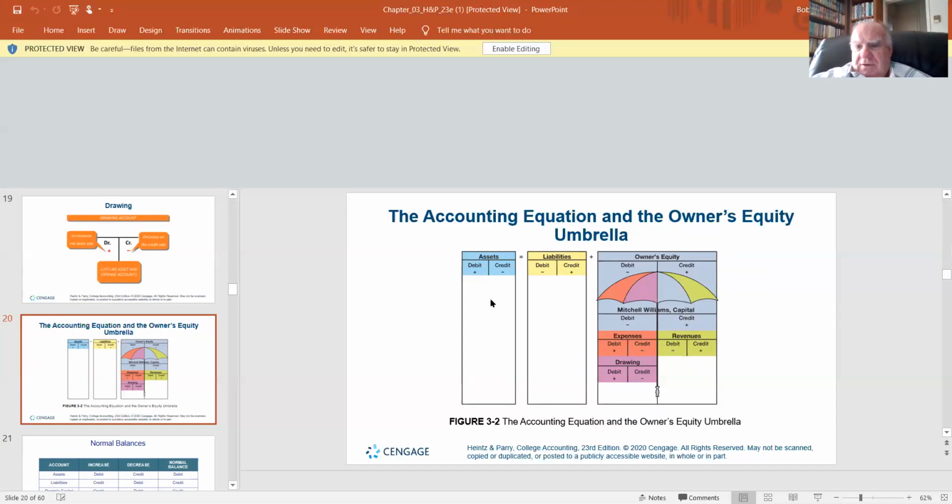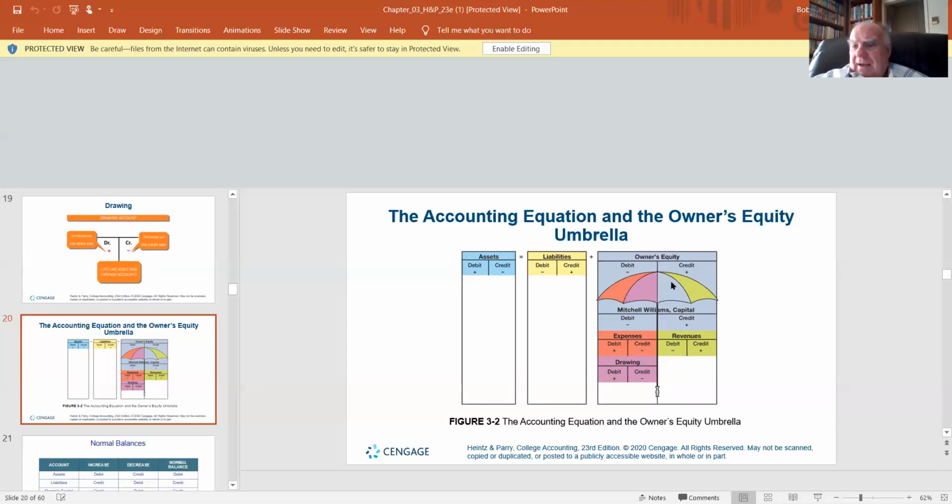This is a nice presentation, and I'm trusting you can read this. The accounting equation and the owner's equity umbrella, huh? Assets have a debit balance and they equal liabilities, credit, and equity, credit balance, huh? Assets debit, therefore liabilities and equity would have to be the opposite, credits. And then you have your revenues, which have a credit balance, and your expenses, which have a debit balance, and then the outlier, the contra equity account called drawing or withdrawals, which has a debit balance. Notice the umbrella. The umbrella says owner's equity, and under that umbrella are your revenues, your expenses, and your drawings.